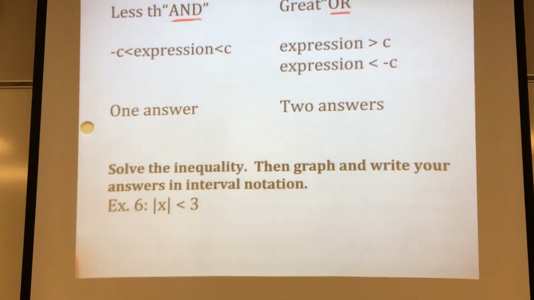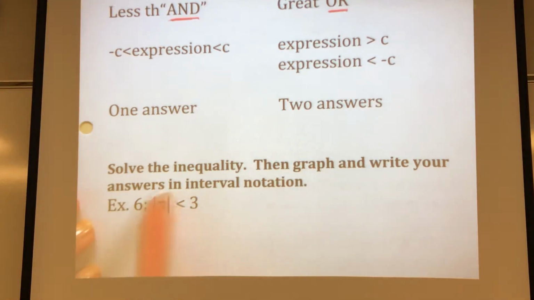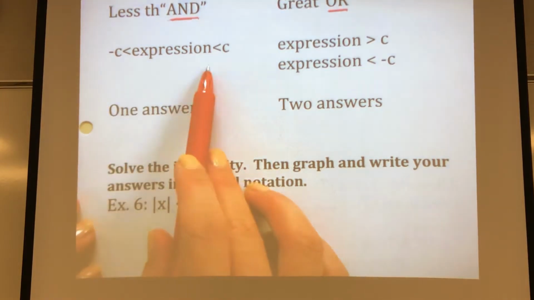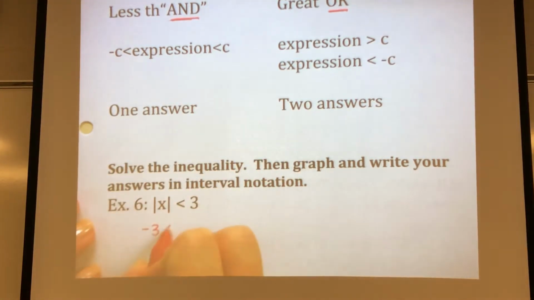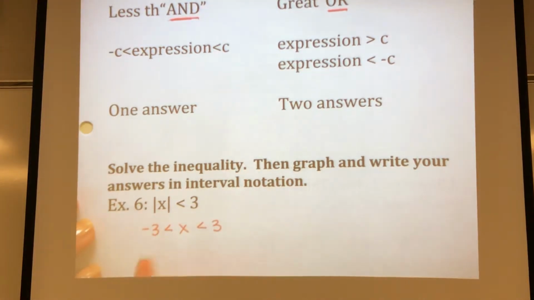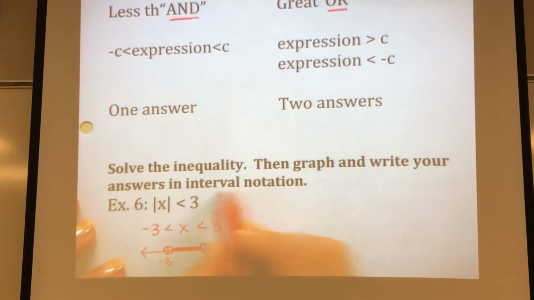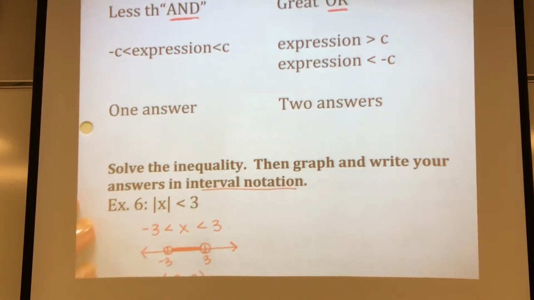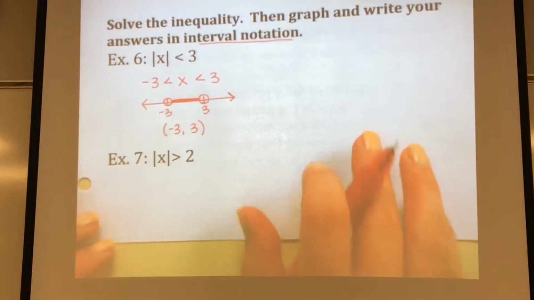All right, solve the inequality, then graph and write your answers in interval notation. Starting off with a simple one here, x is less than 3. Since it's less than, that's when we do the compound inequality. We start with the opposite, is less than the expression, is less than the number they gave us. There's nothing to solve on that one, but we do need to graph it. Going from -3 to 3, because it's a less than without an equal sign, it's an open circle. We shade in between, and then to write it in interval notation, parentheses, -3, 3, parentheses. Well, scoot that up a little bit.